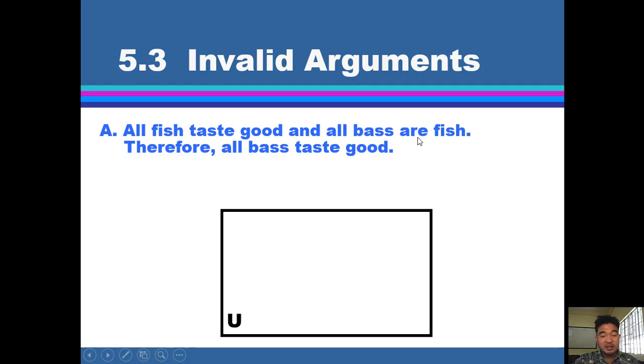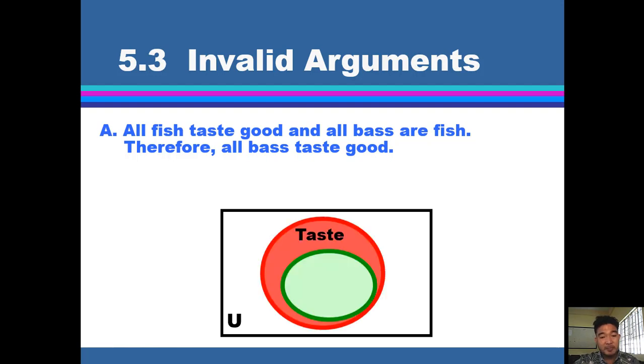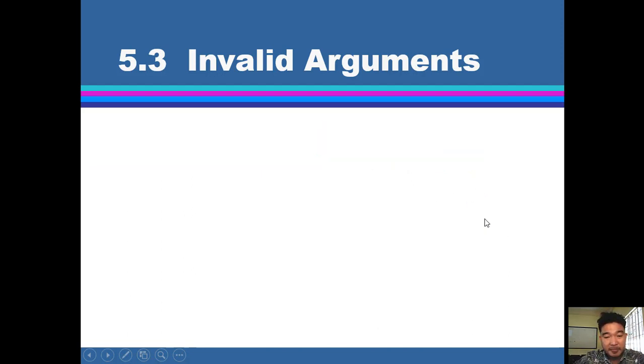All fish taste good and all bass are fish. Therefore, all bass taste good. Okay? So, ito yung Venn diagram. So, taste muna. And then, fish. Sabi kasi natin, all fish taste good. O, lahat daw ng fish taste good. And then, all bass are fish. So, ibig sabihin, all bass taste good. So, valid yung ating argument.